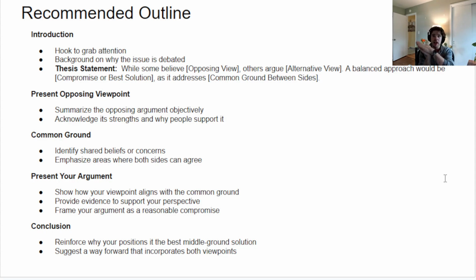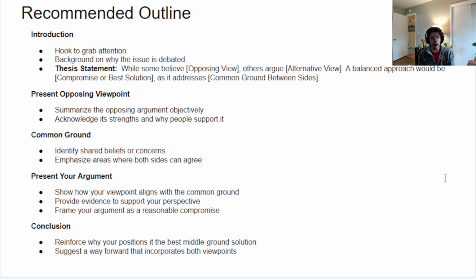Then you go and you present your argument. This is where you show how your viewpoint aligns with the common ground, right? We're still solving the same problem, the same issue that exists. And then you provide your evidence to support your perspective. And this better be some strong evidence, right? Because you're showing that this argument might be something that could be more reasonable as a compromise, or it could be that you have just found a common ground, right? Changing one solution, changing the other solution, and then finding the common ground that exists between those.